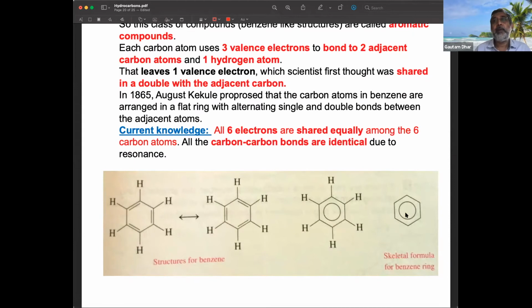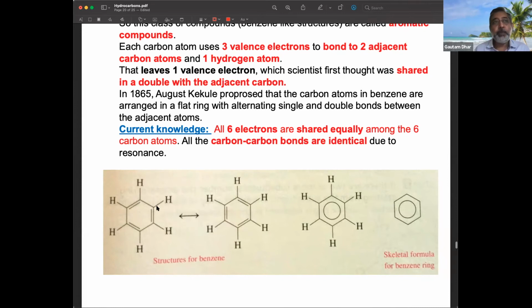Now in the skeletal form, we write benzene as a ring with a ring inside. This ring resembles the resonating structure. The double bonds that you see are basically two resonance structures. Resonance means you can have similar Lewis structures, and the overall structure is the average of these two resonating structures.